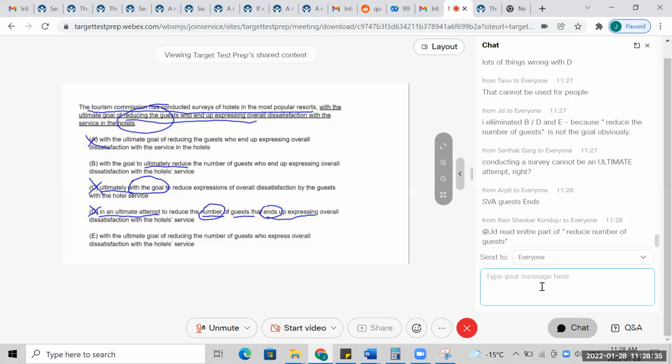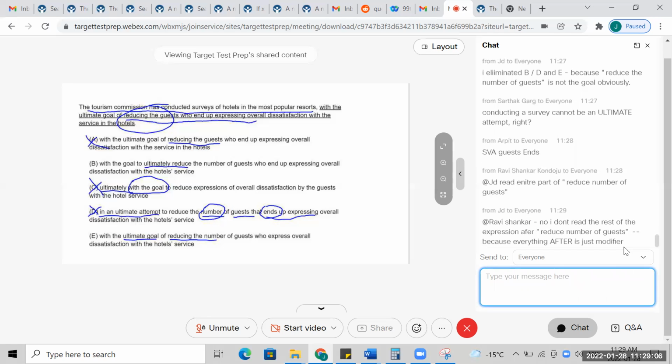Okay, finally, E: "With the ultimate goal of reducing the number of guests." This is starting to look pretty good. Ultimate is once again placed in front of goal, and that makes sense. With the ultimate goal, their ending goal, of reducing the number. We can't reduce the guests, but it makes sense to reduce the number of guests. Reading literally, this makes sense: "of guests who express overall dissatisfaction with the hotel service." E is looking good, so we're really down to E and B.